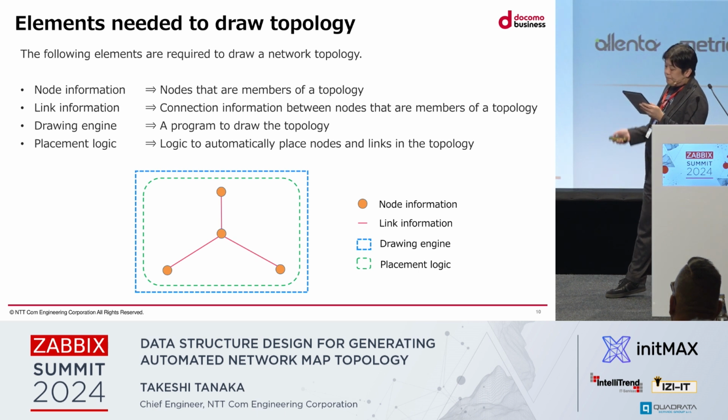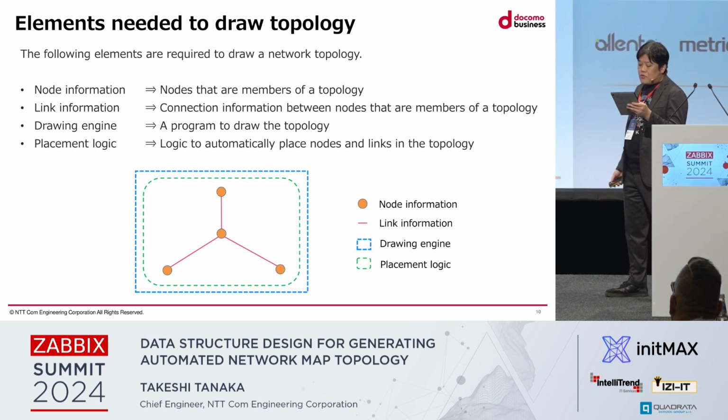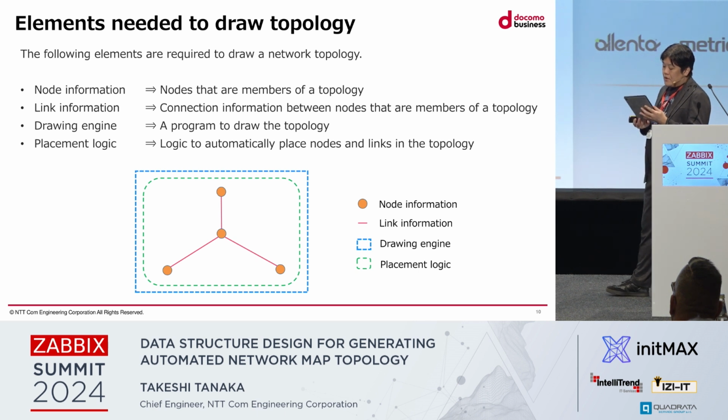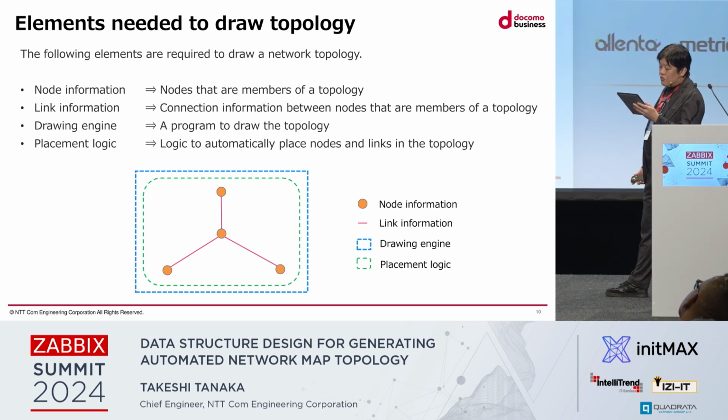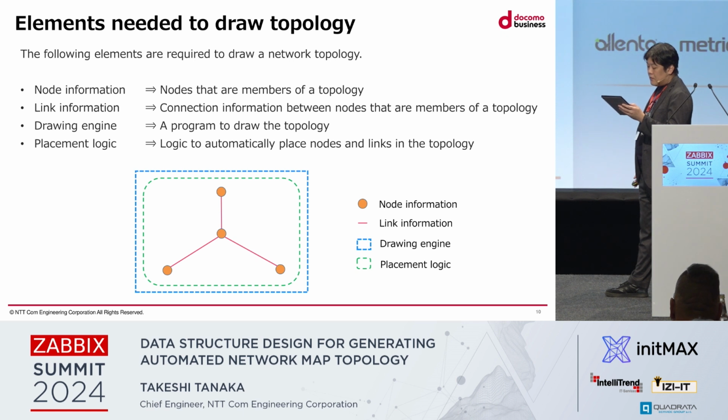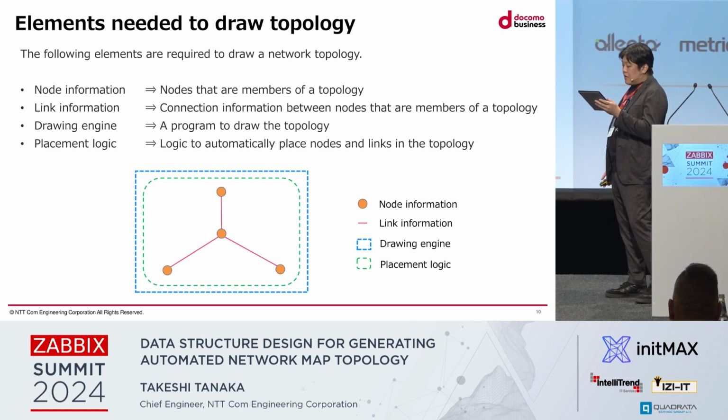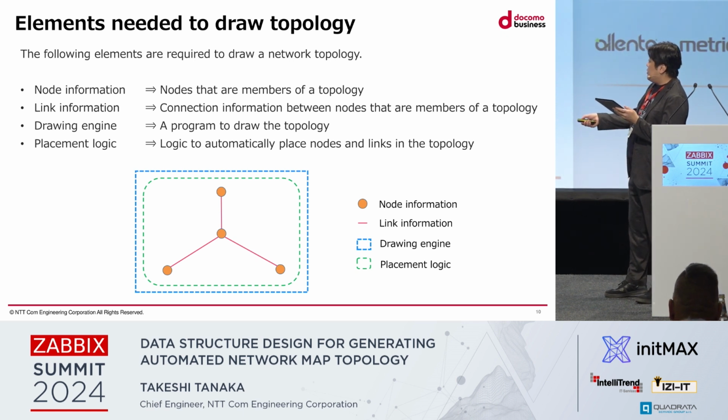Third, drawing engine. The function that actually draws the topology. This is the part that reads the node and link information and expresses it as a picture. Last, placement logic. The drawing rule for placing nodes in the topology. The most important element is placement logic.